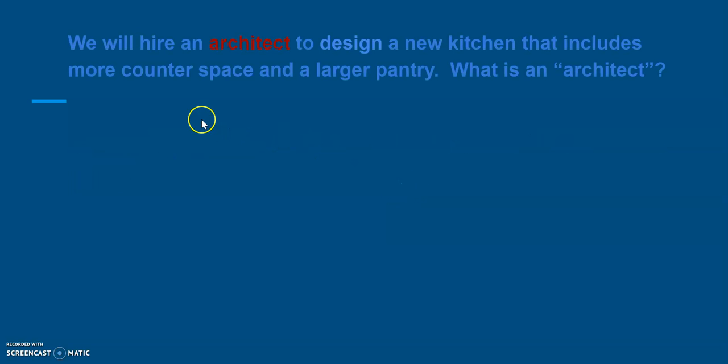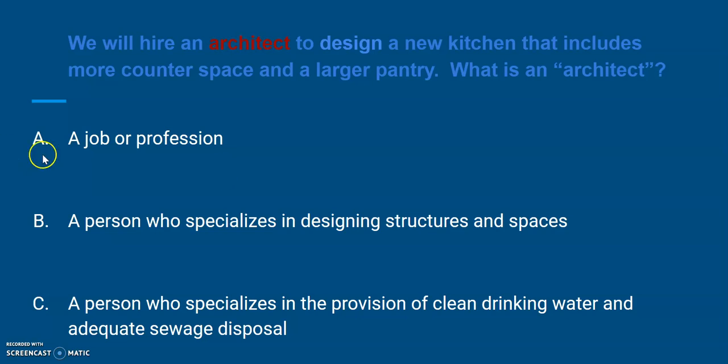The next one says, we will hire an architect to design a new kitchen that includes more counter space and a larger pantry. So we're trying to figure out what an architect is. Let's try A. We will hire a job or profession to design a new kitchen that includes more counter space and a larger pantry. Well, this one isn't very specific. Okay, this most likely is a type of job or profession, but we're trying to figure out specifically what that is. So let's try B.